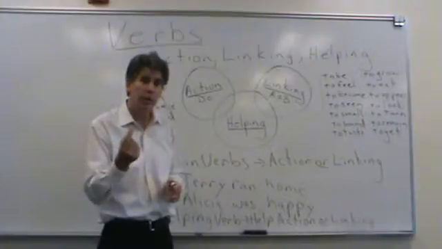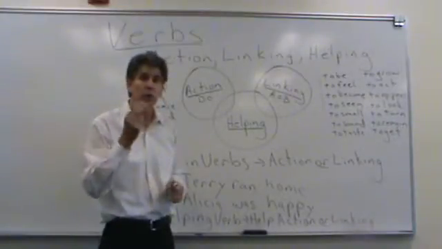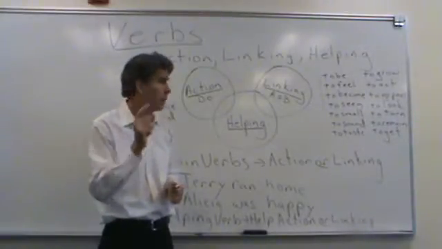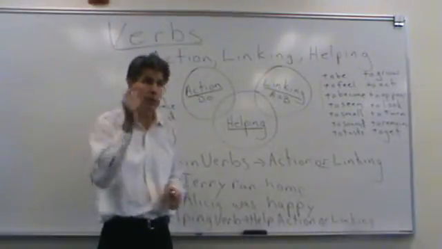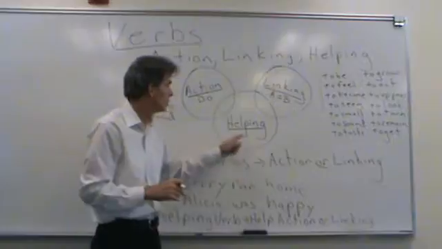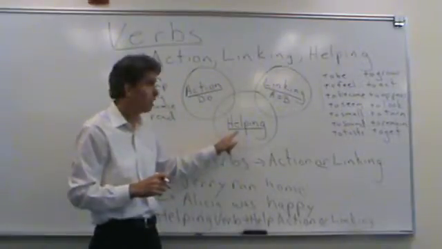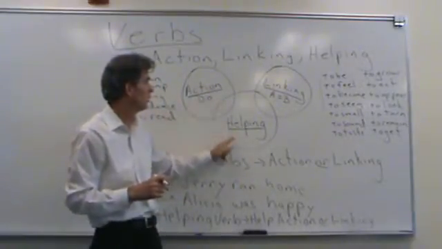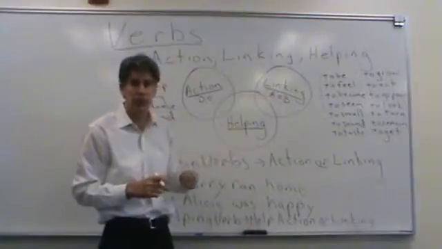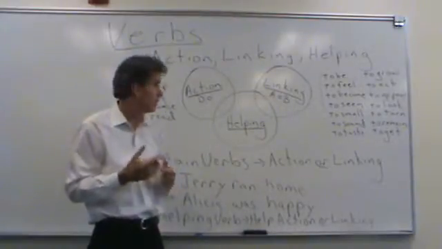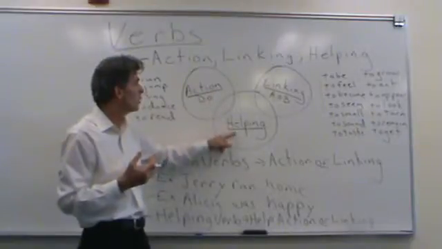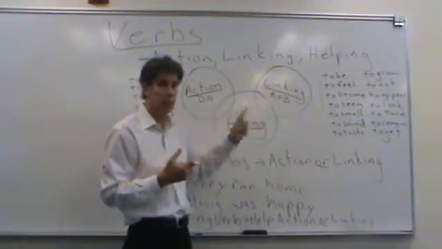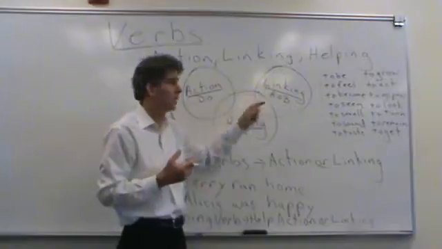You could have one helping verb helping out a linking verb. You could have 2 helping verbs helping out a linking verb. You could have 3 helping verbs helping out a linking verb. You can stack helping verbs in front of action or in front of linking. Okay? So understand that logic, that helping verbs always help out either action or they help out linking. The main verb is this one or that one.